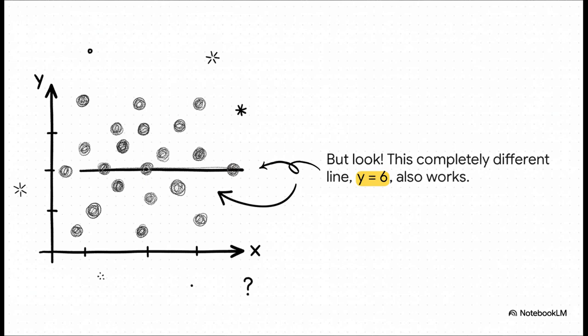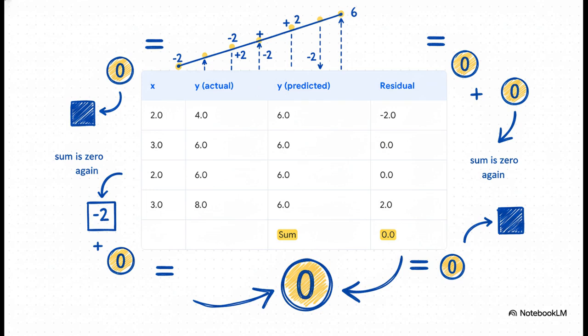How about a completely flat one, just y equals 6? Now this line looks nothing like the first one. It doesn't really seem to follow the trend of the data at all. Let's run the numbers one more time. The prediction is always 6.